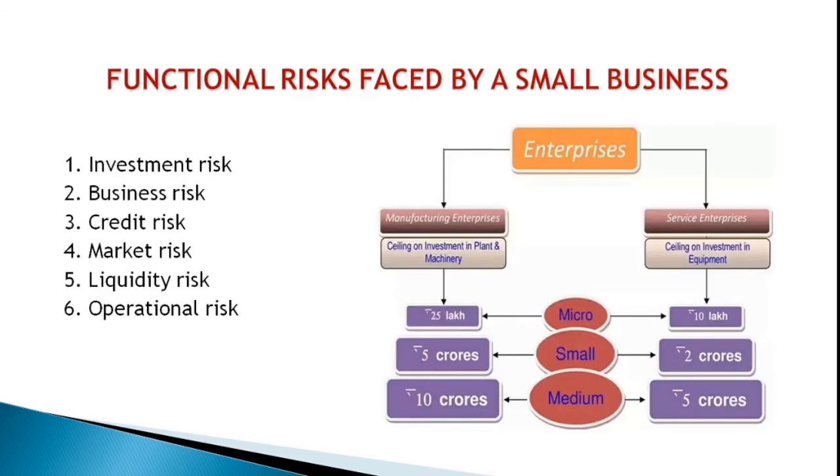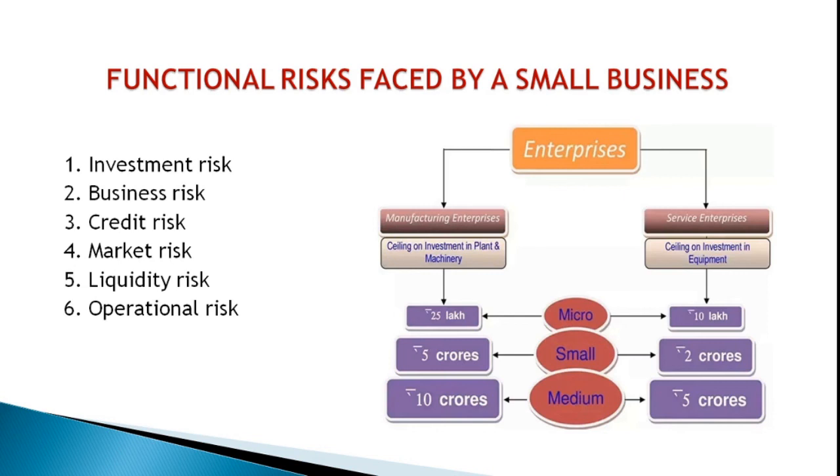The functional risks faced by small business. The first one is investment risk, business risk, credit risk, market risk, liquidity risk, and operational risk. First, investment. The small scale industry will be facing an investment risk. They must have money for the initial payment, and they will not be having it. For a small scale industry, it's an investment risk. And the next one, business. They have to survive in the market. At that time, they will be facing a business risk. Credit. They cannot give credit because they are a small business. They have to face the credit risk. And the market, they have to sustain in the market. And the liquidity risk and the operational risk.